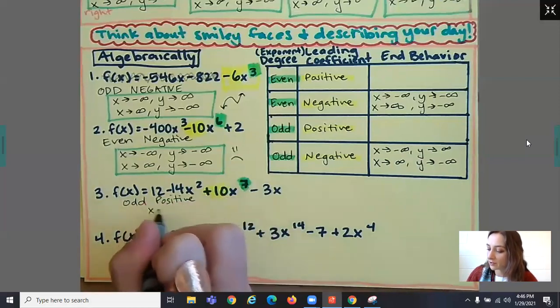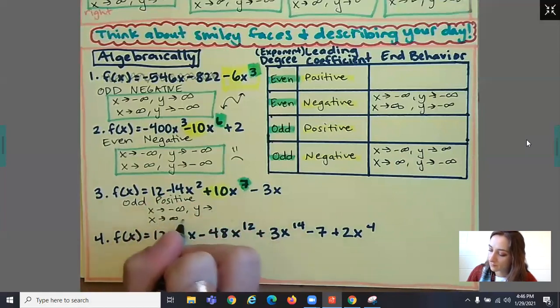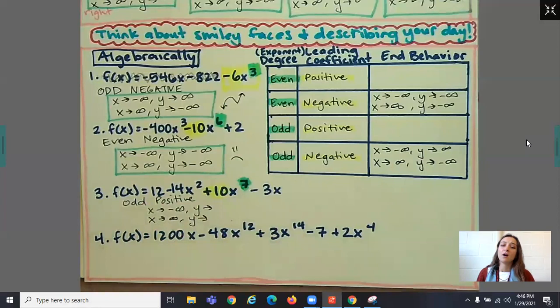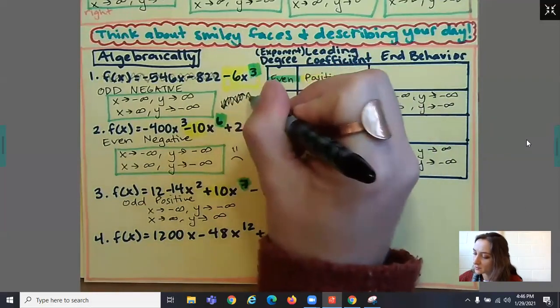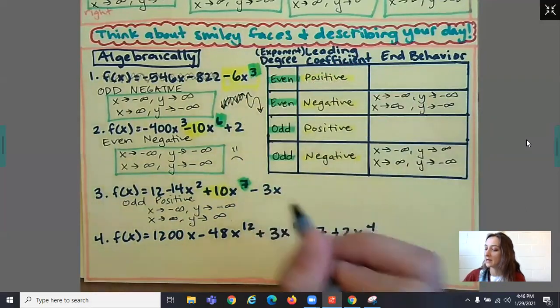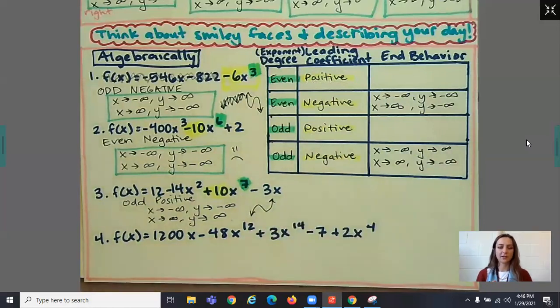And then positive 10 is a positive number, so it's going to be odd, positive. So if you're describing your day here, how was your day? My day started off really bad, but it ended good. That is an odd positive. So it's still odd. They're not matching, but it started bad down at negative infinity, and it ended up good at positive infinity. So this one, actually, I drew the wrong diagram here. The odd negative was supposed to be starting up and then going down, but this one is now starting down and going up. Sorry about that on the first graph.